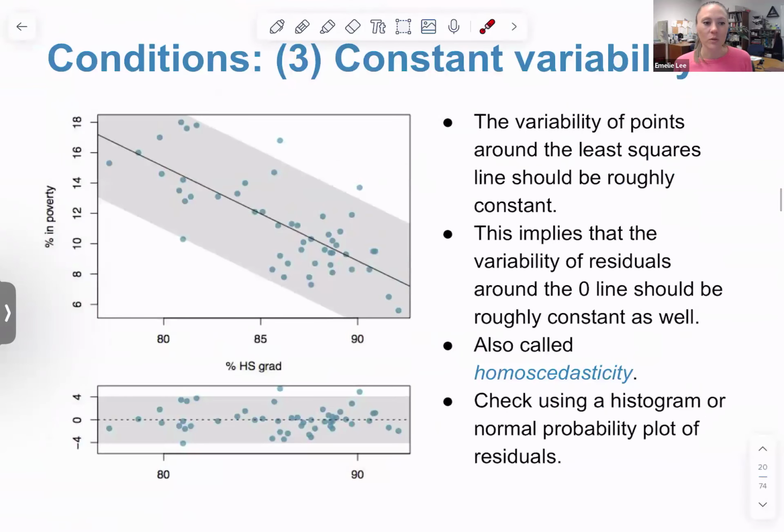Just for a fun word, hard to say, but the constant variability is also called homoscedasticity. I mention it because I am pretty sure that there's an assignment question that asks about homoscedasticity, and so that's why it's good to know, but it's this constant variability condition. Homo, of course, means the same, and then the scedasticity is the variability.